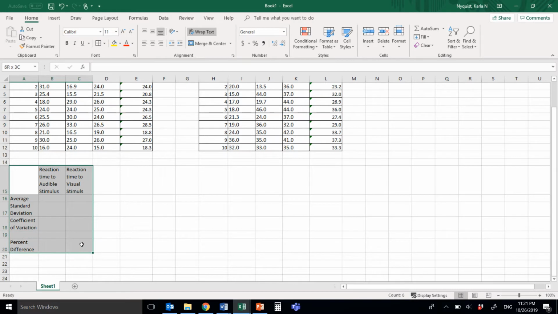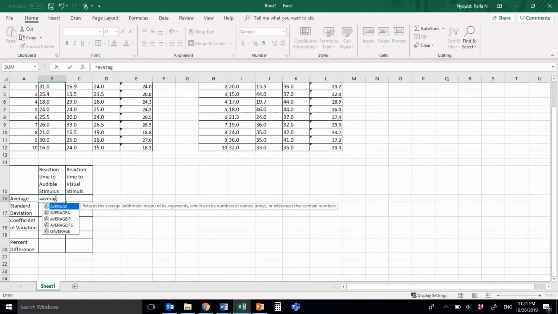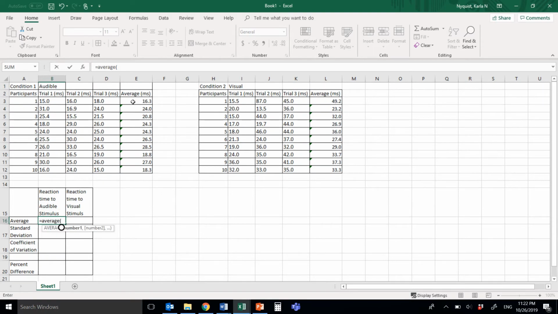I've made my blank table, so again I'm going to highlight all of the places where I want the lines, come on up here and put some lines in. That way it looks nice and neat, and we're ready to go. Because I have these labeled well, I know exactly what goes into this box. So I'm going to do the equation that we did up above, equals average, open parentheses. But this time I want all of the audible reaction time averages. So I click and drag to highlight those averages. Close my parentheses, hit enter.